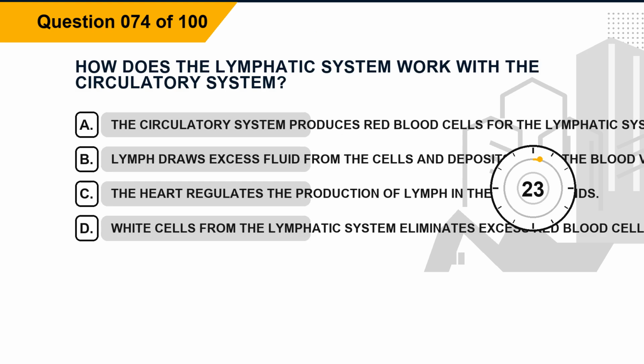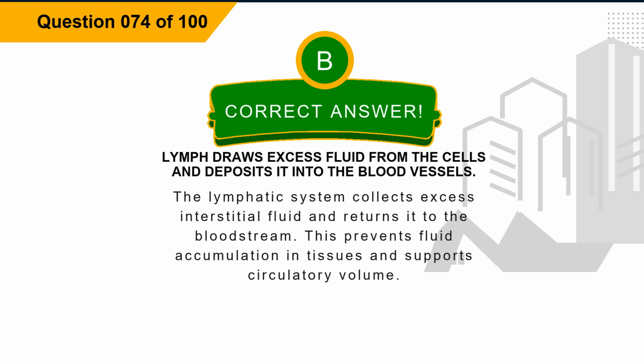Question 74. How does the lymphatic system work with the circulatory system? Option A. The circulatory system produces red blood cells for the lymphatic system. Option B. Lymph draws excess fluid from the cells and deposits it into the blood vessels. Option C. The heart regulates the production of lymph in the lymph glands. Option D. White cells from the lymphatic system eliminate excess red blood cells. The correct answer is option B. Lymph draws excess fluid from the cells and deposits it into the blood vessels.